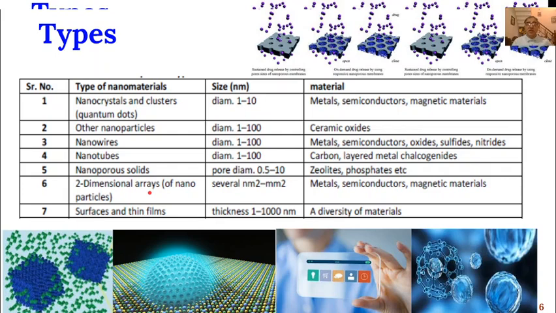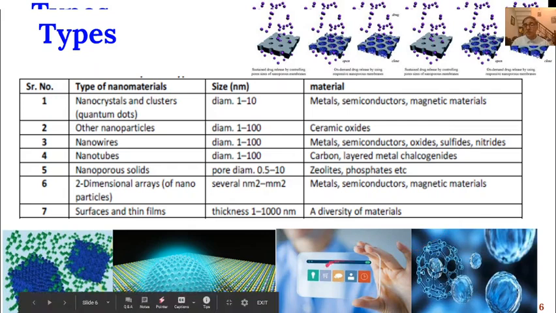Then for a two-dimensional array of nanoparticles, the diameter ranges from nanometers to millimeters, using metals, semiconductors, and magnetic materials. Then surface and thin films: their thickness may be 1 to 1000 nanometers, and a diversity of materials can be used as surface films or thin films, coating with the nanomaterials. So this is a thin film coating in the case of nanomaterials.